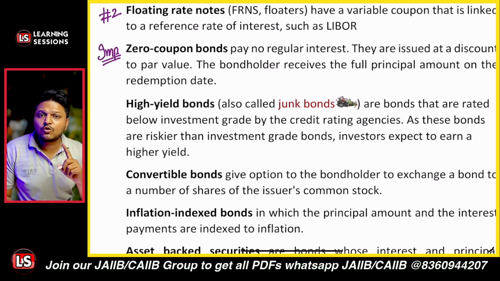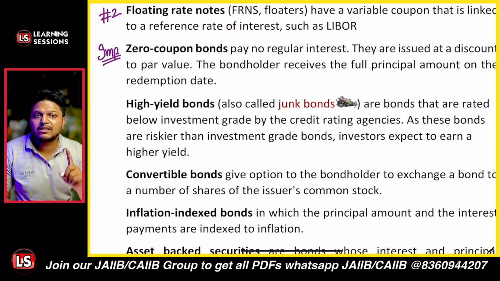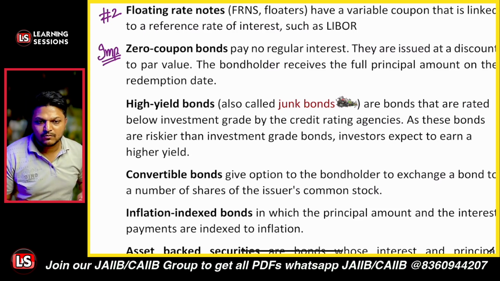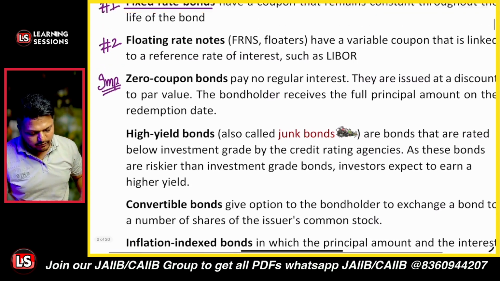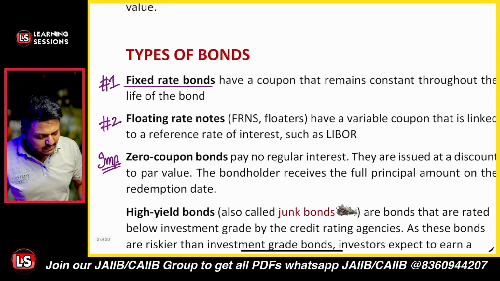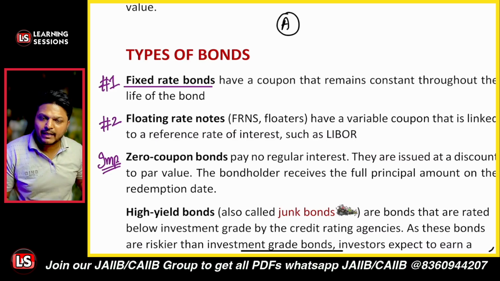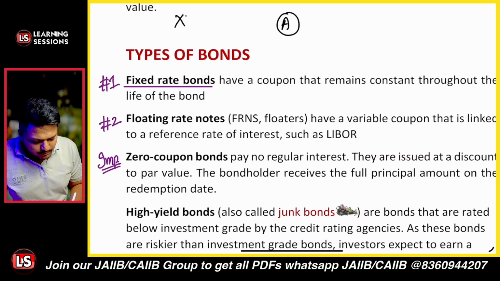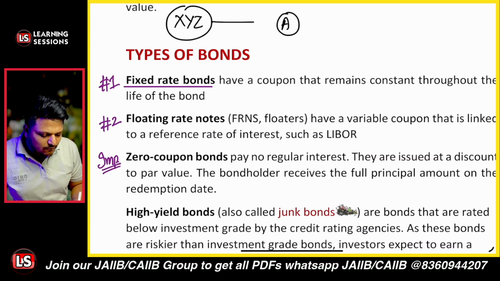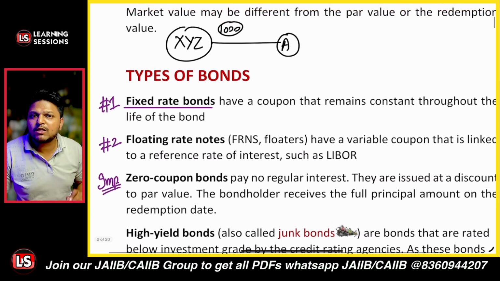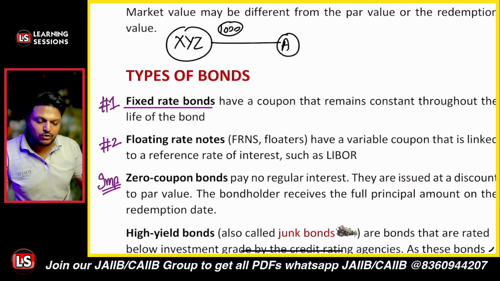In case of zero coupon bonds, there is intrinsic yield, right? Zero coupon bond, as the name suggests, means no regular interest or coupon will be paid, right? So let's say person A invested into the bonds, so no coupon will be given. And when the company issues the bonds, let's say a 1000 rupee bond will be issued. The par value is rupees 1000, but it will be issued at a discount.